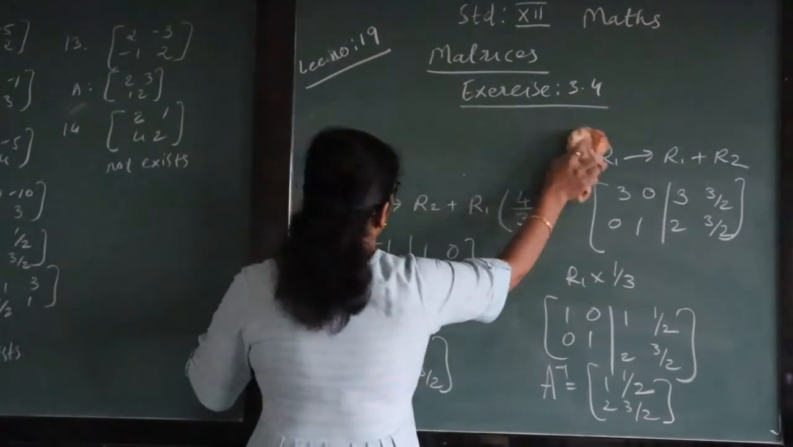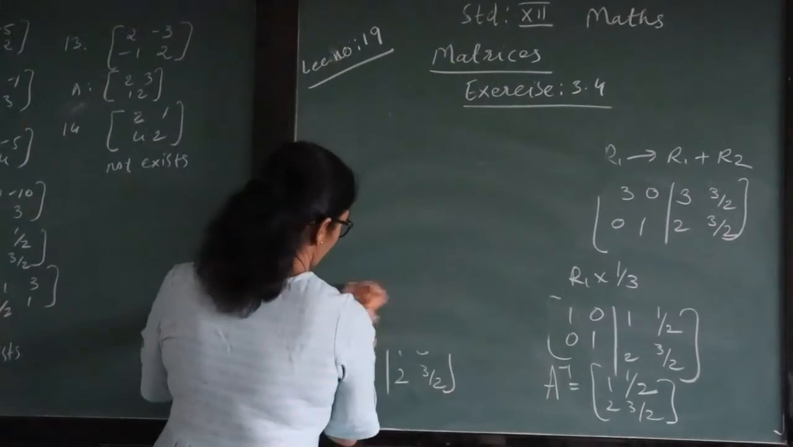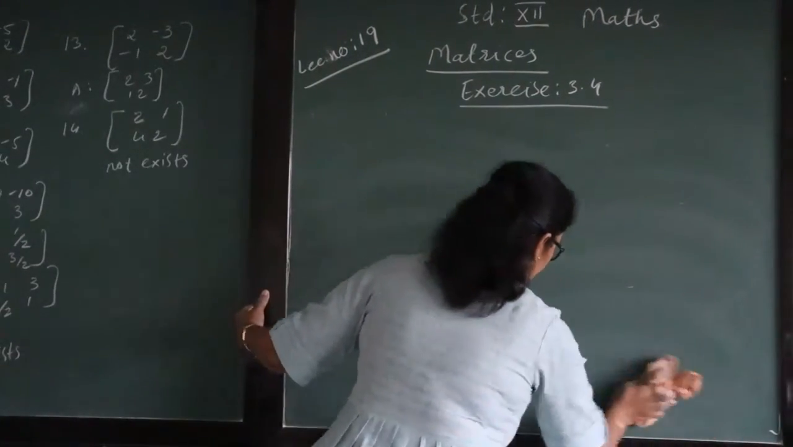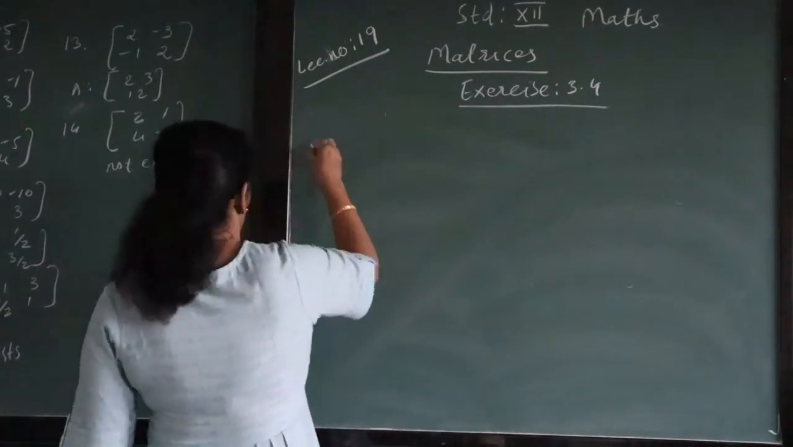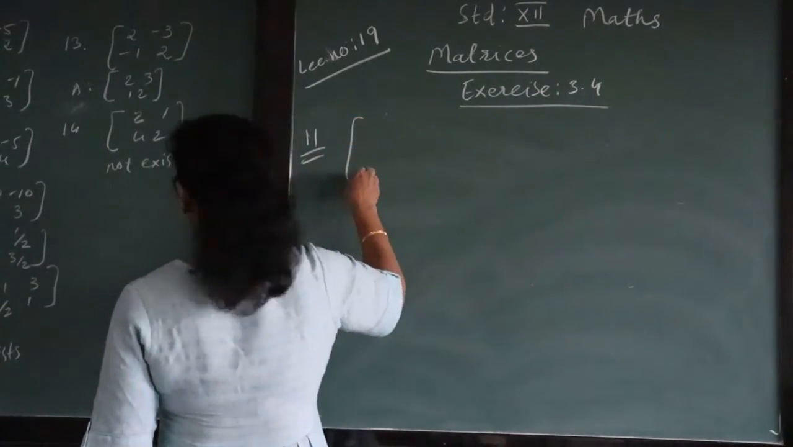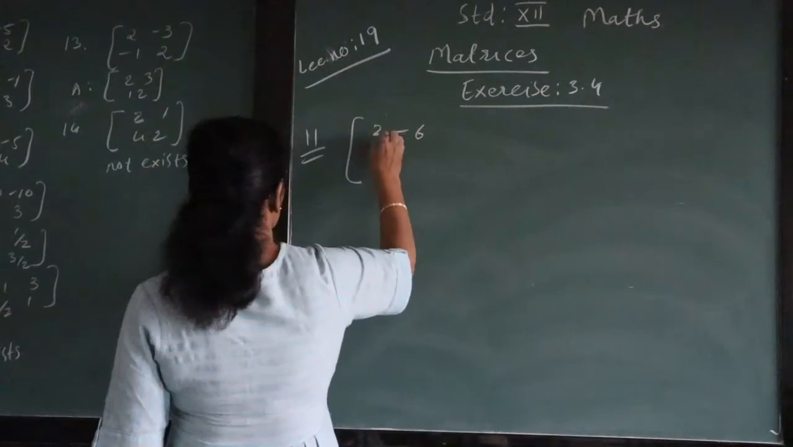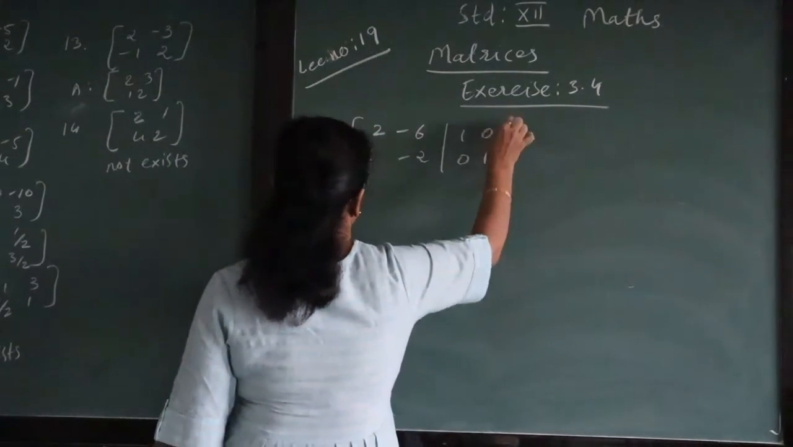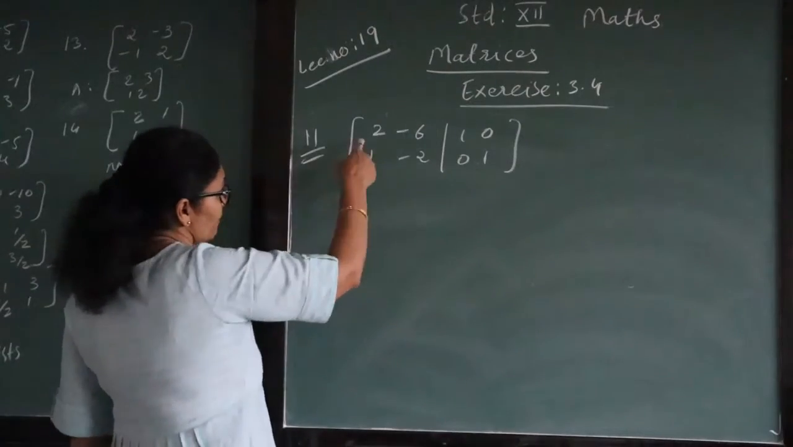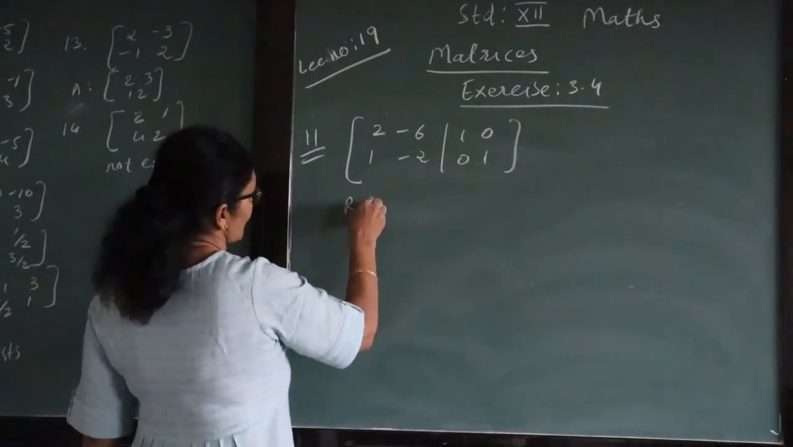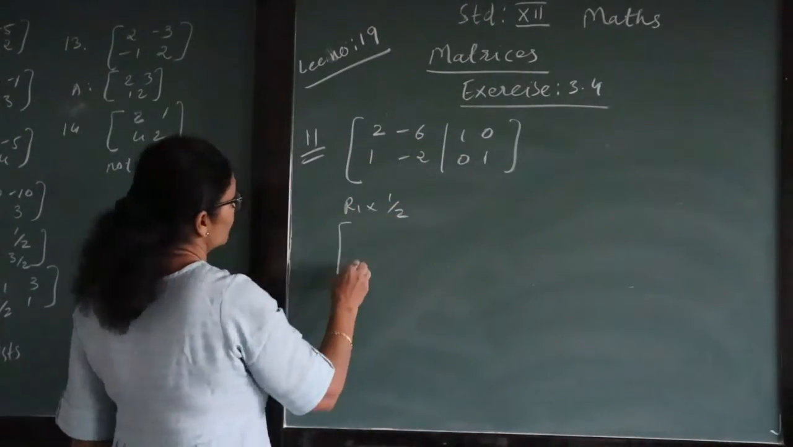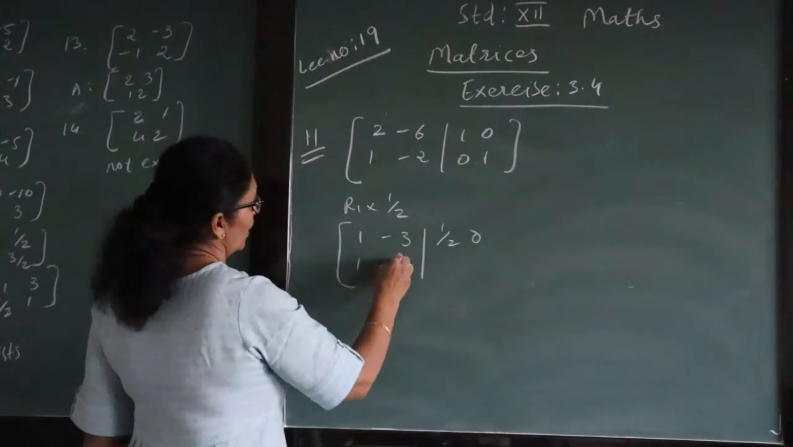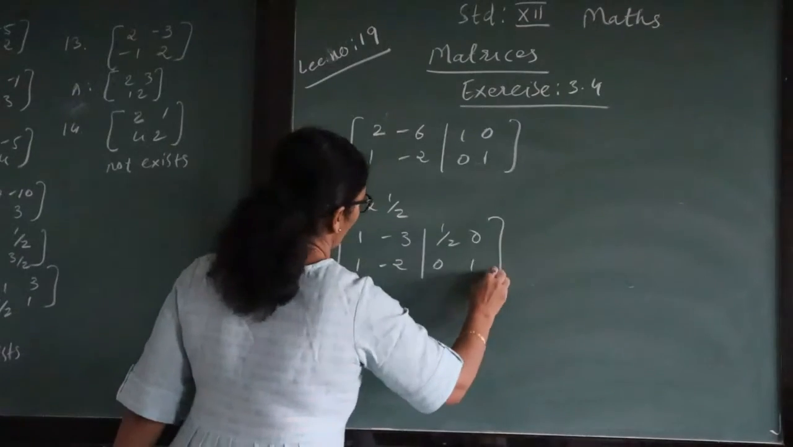Now our next question. Two minus 6, 1 and minus 2, 1 0 0 1. Similar only. First let's divide it by 2, means R1 multiply by 1 by 2. What you get? 1 minus 3 half and 0. 1 minus 2 0 and 1.